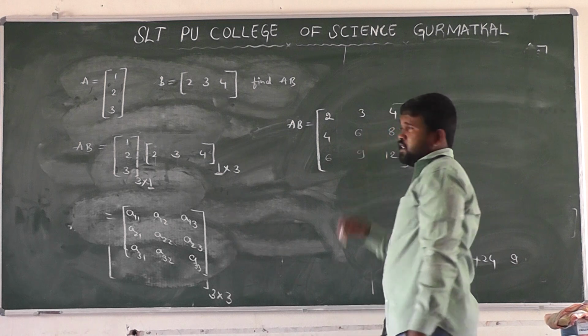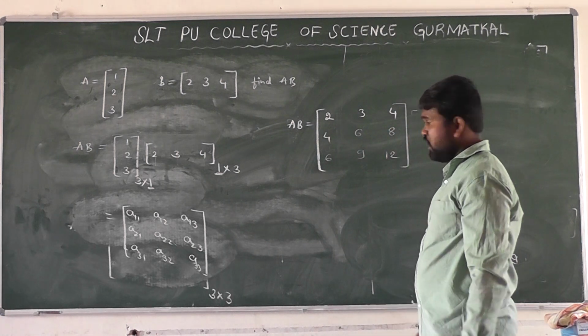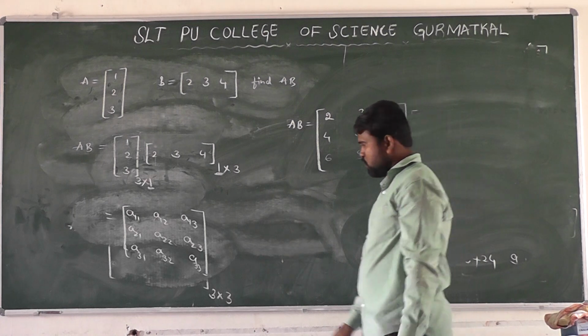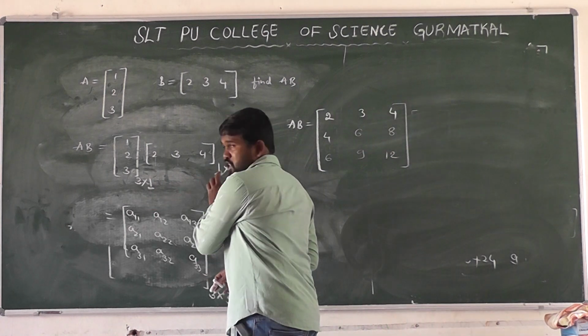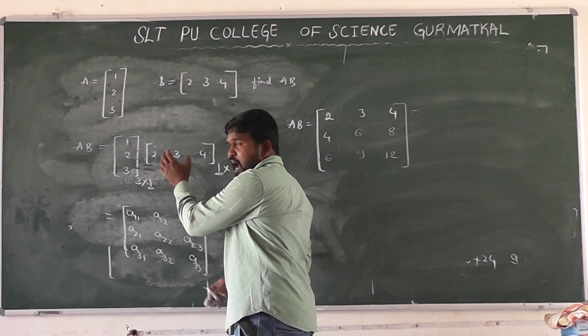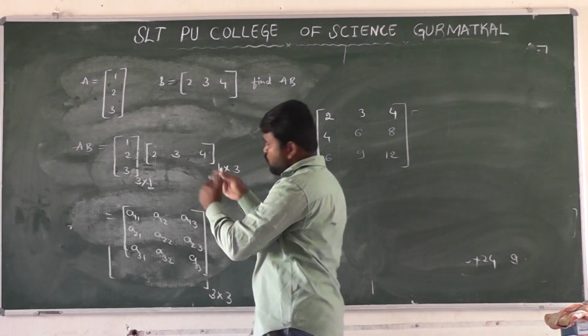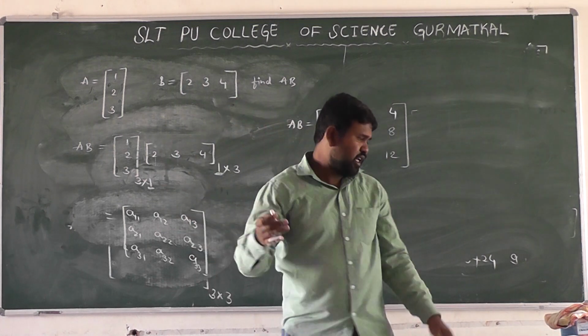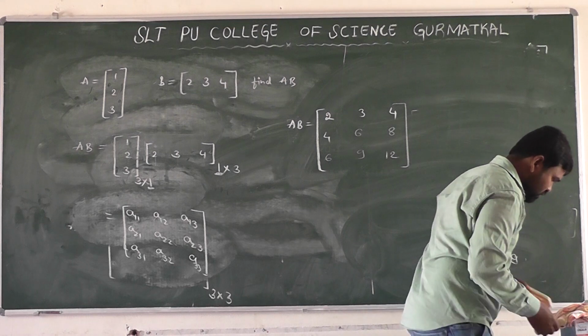Then how many elements are present in the given matrix? 9 elements, right? Then the order is 3 cross 3. First we have to take the orders, how many elements are present in the given matrix, and then decide how to multiply and how we get a sum. This is the matrix multiplication, right? And so many examples are there.